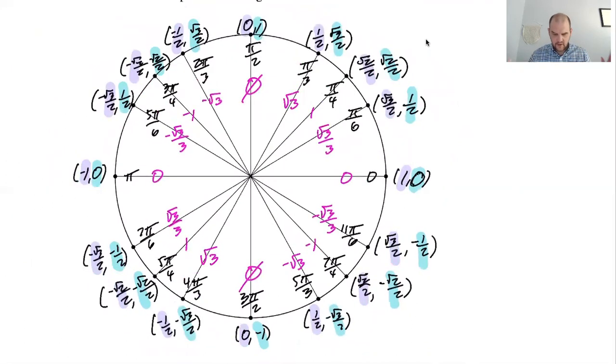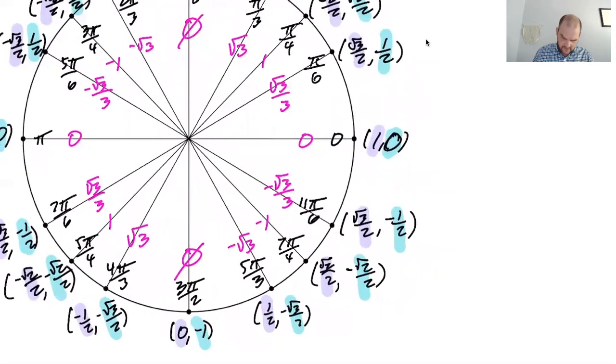All right, so we're looking for the period of tangent. Well, look at each half of the circle. I think that's the easiest way to do this. And I want a different kind of color to highlight here. So we go undefined, negative root 3, negative 1, negative root 3 over 3, 0. Root 3 over 3, 1, root 3.